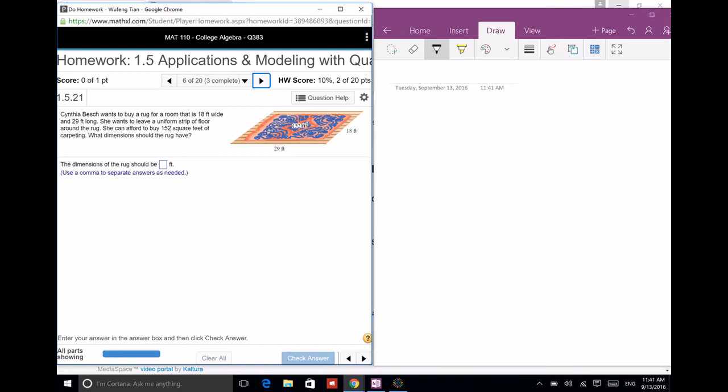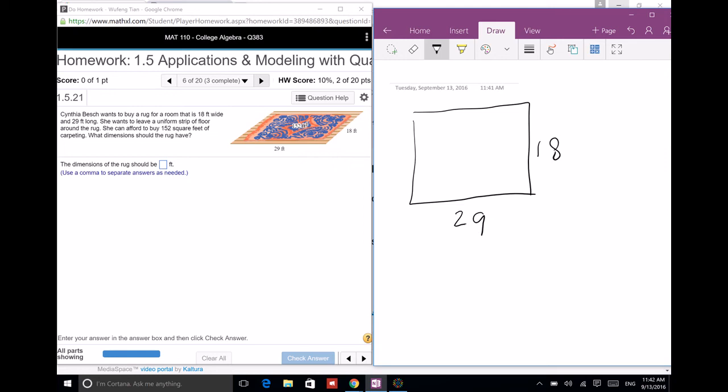Betsy wants to buy a rug for a room that is 18 feet wide and 29 feet long. She wants to leave a uniform strip of floor around the rug. She can afford to buy 152 square feet of carpeting. What dimensions should the rug have? So basically, you have this is 29 and this is 18, and then the carpet is in the middle.